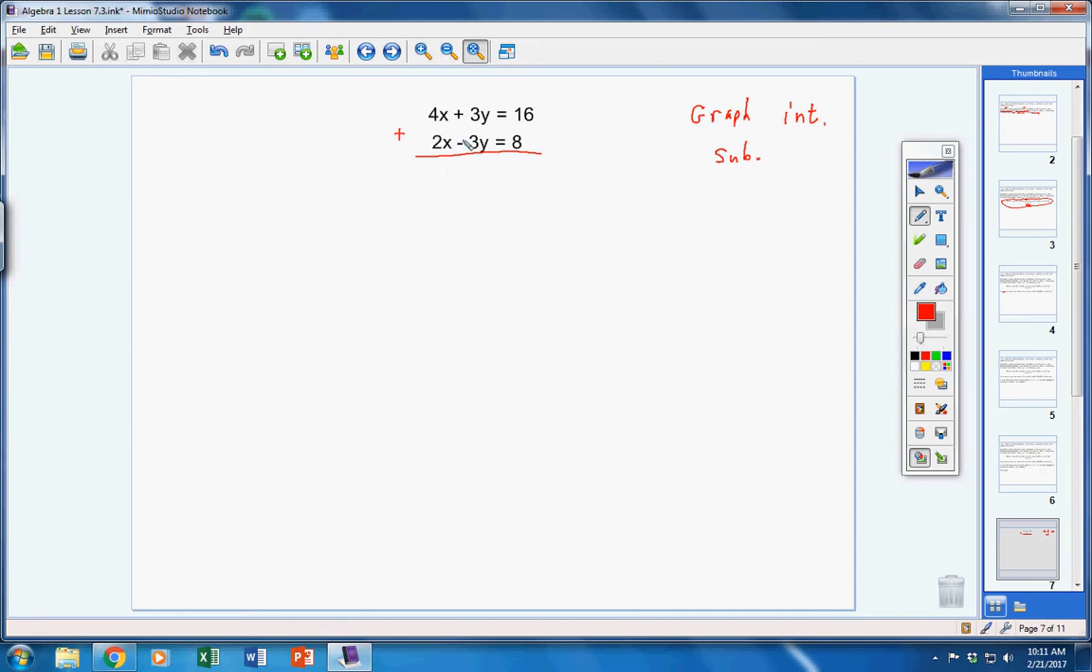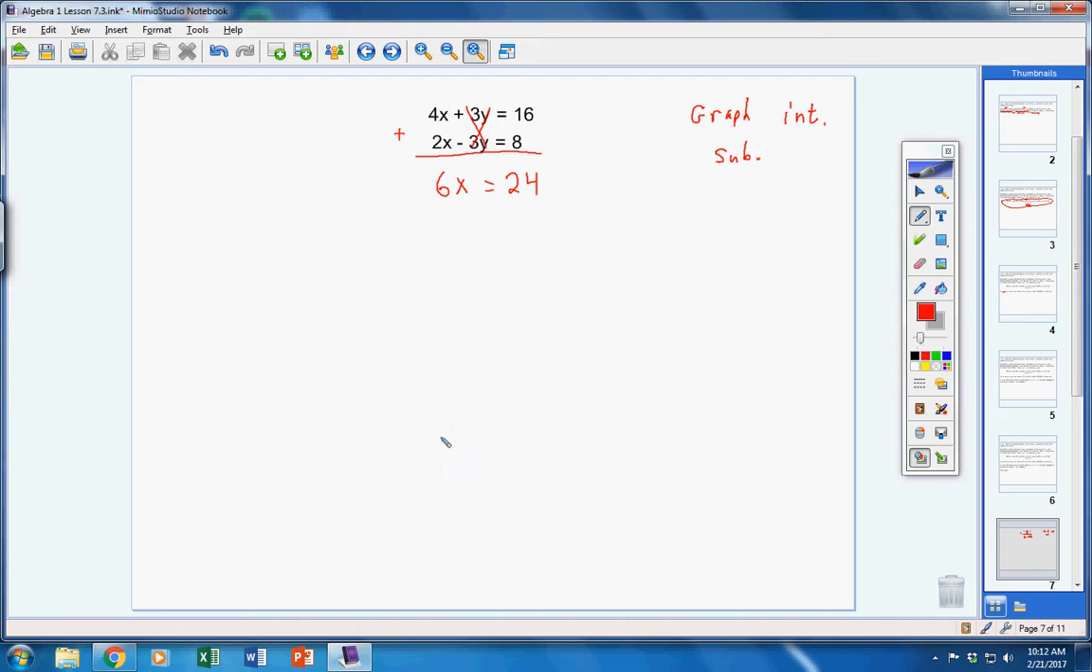Let's add them together. What's 2x plus 4x? 6x. What's positive 3y plus negative 3y? Well, you could put 0y, but really we just say they cancel out. Bring down your equal sign. What's 16 plus 8? 24. Everybody okay with that?